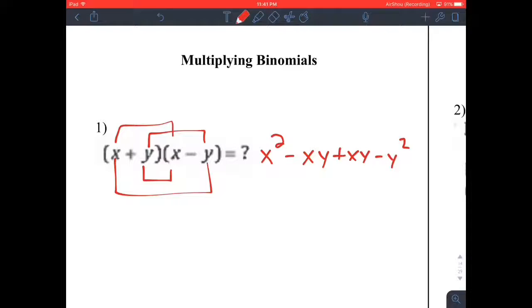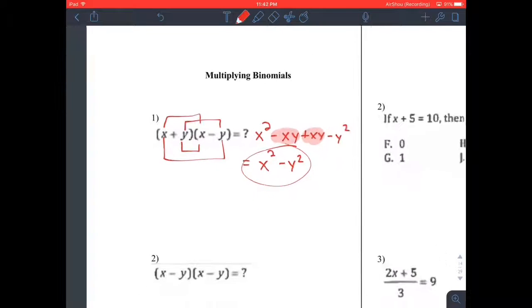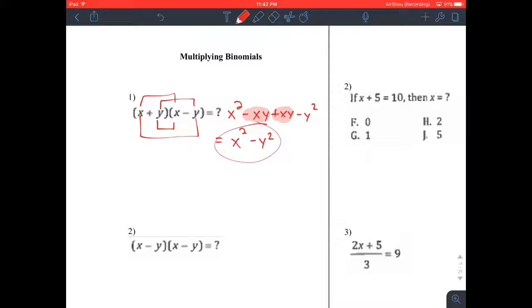These middle two terms are like terms because they have the same variables, x and y, same exponents of 1. A minus xy and a plus xy cancel. Therefore, this simplifies to x squared minus y squared.